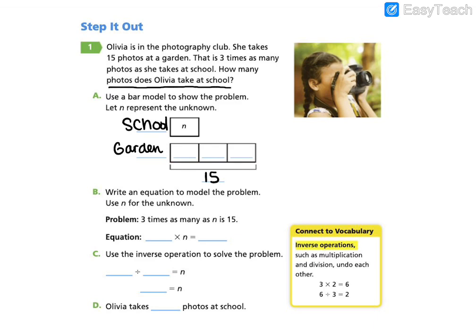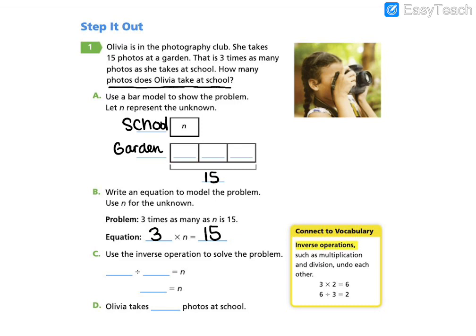Write an equation to model the problem. Use n for the unknown. So the problem shows us there's 3 times as many as n is equal to the 15 total photos she takes in the garden. So we know that equation will be 3 times n is equal to 15.